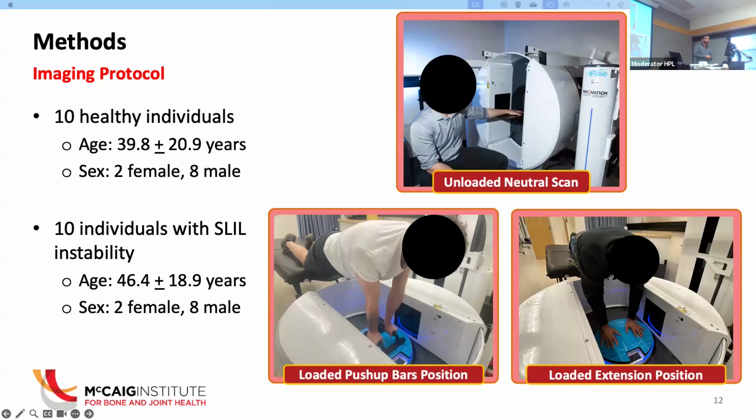The reason that we chose these 2 positions in particular is that people with these injuries, when they're doing push-ups, tend to prefer using those push-up bars. It's been hypothesized that it maintains more of a neutral alignment in the hands as opposed to extension, where that pain is often felt on the dorsal side of your hand.